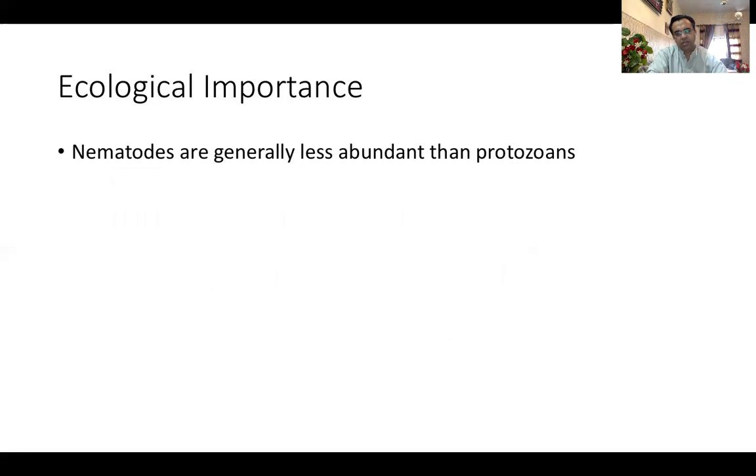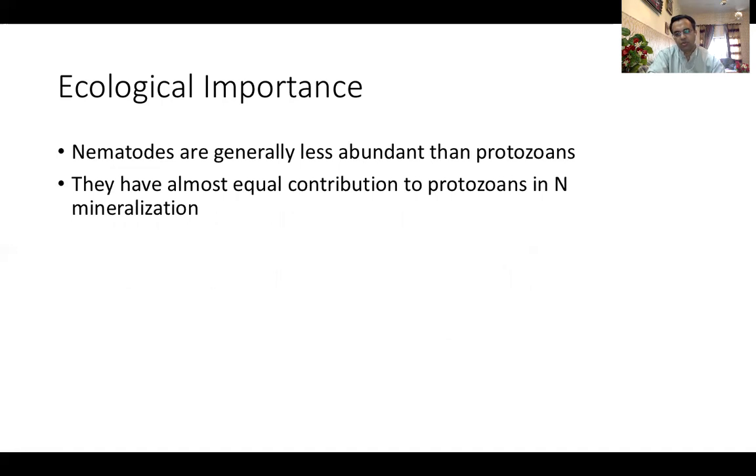Further, in ecological importance, one important fact is that nematodes are generally less abundant than protozoans, but they have an equal contribution to protozoans in case of nitrogen mineralization. So in this way, they have a very important role in nitrogen mineralization and nitrogen cycle in the soil.